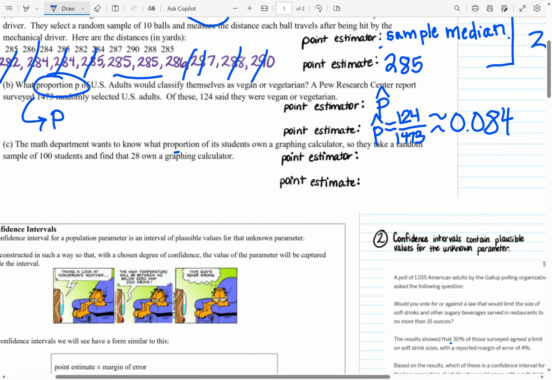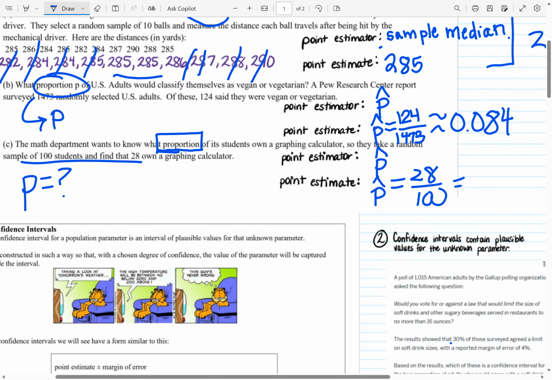And then in part C, the math department wants to know what proportion. So again, we're interested in the population proportion here. We want to know what proportion of its students own their own graphing calculator. So we take a random sample of 100 and we find that 28%. So we're interested in the population proportion. That means to estimate that, we're going to use the sample proportion as our point estimator, and our point estimate would be the number. So 28 out of 100 would be 0.28.